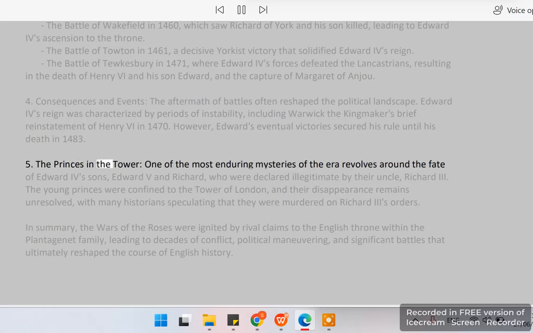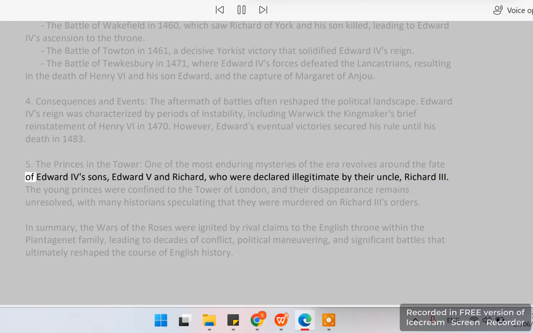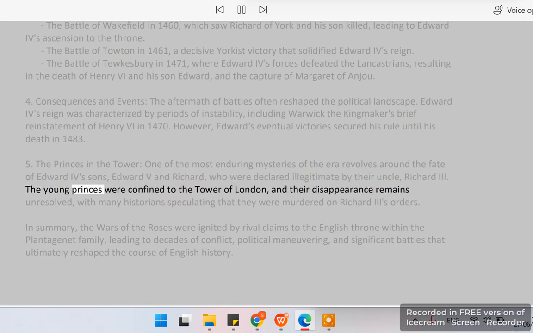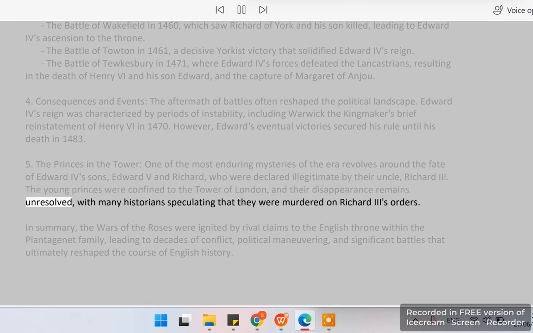5. The Princes in the Tower. One of the most enduring mysteries of the era revolves around the fate of Edward IV's sons, Edward V and Richard, who were declared illegitimate by their uncle, Richard III. The young princes were confined to the Tower of London, and their disappearance remains unresolved, with many historians speculating that they were murdered on Richard III's orders.